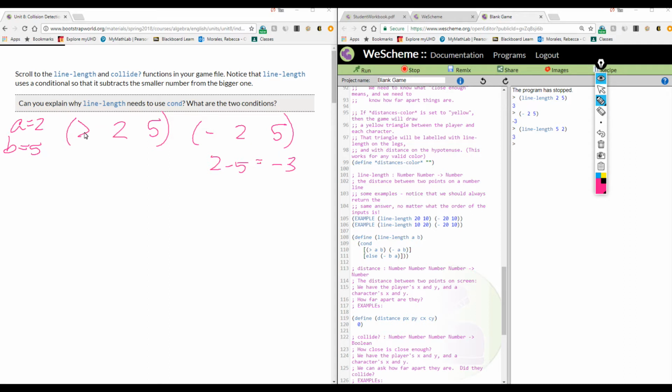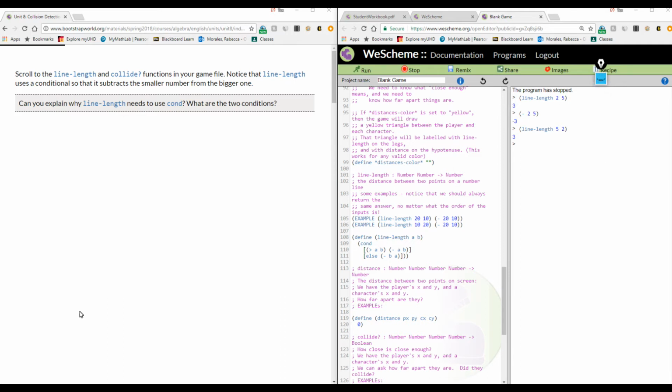But is that true? Is 2 greater than 5? No. So instead we're going to do 5 minus 2, because they switched it right here. So you have to consider, why would it do that? Why does line length need to have this conditional setup? If this is true, then we do this; if not, then we do that. Why is that happening? That's something I want you to be able to answer on your own. I have really held your hand through this process, and I regret it. I'm very sorry for that.